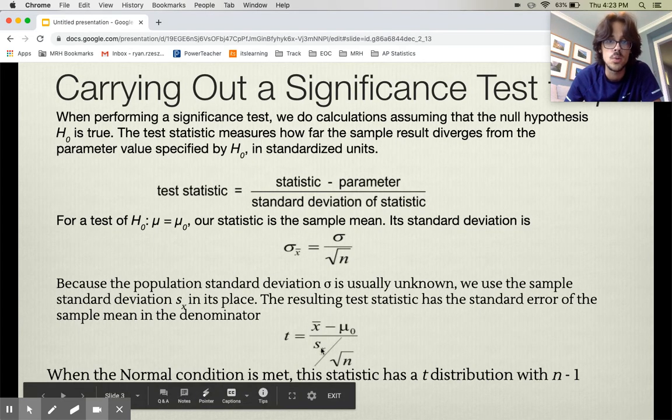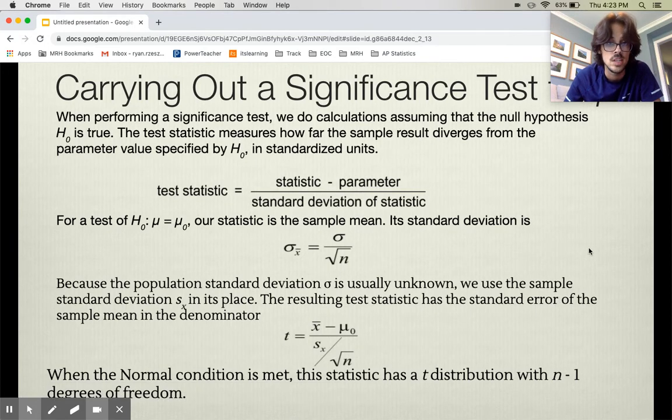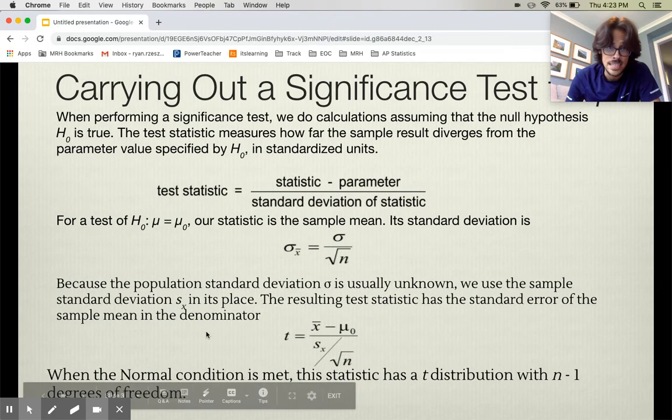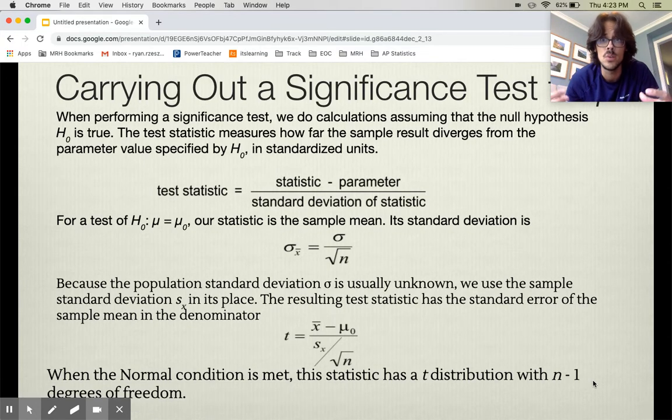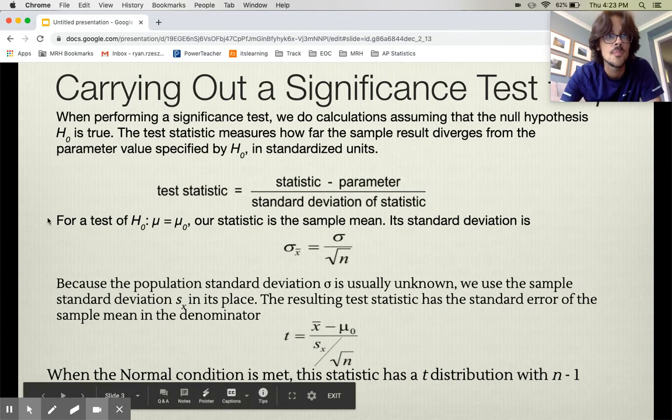So this guy right here with this s plugged in is your standard error rather than the standard deviation of your sample mean. So just like last video, we ended up doing a test statistic, z equals, and that started out statistic minus parameter. We went p hat minus p. Well, now we're going x bar minus mu, and then we divide by our standard error formula. The t distribution has n minus 1 degrees of freedom, which is basically just a measure of your sample size, and we're going to talk a little more about that t distribution on our next slide.